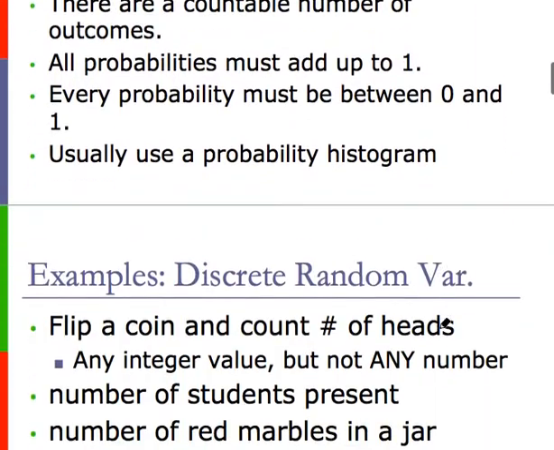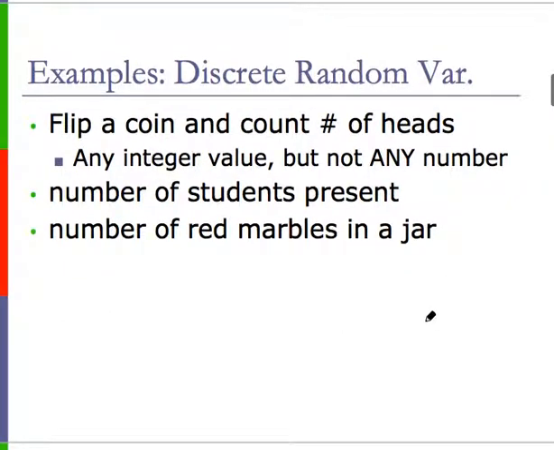It has to have a countable number of outcomes. For example, flipping a coin and counting the number of heads is a discrete random variable. It takes on any integer value, but it can't take on any number in between. You can't flip 1.2 heads. It has to be 0, 1, 2, or 3 heads that come up. The number of students present in our class on any given day is a discrete random variable because we have an exact number of students that show up that day. Or if I have different colors of marbles in a jar and I choose how many red marbles are in the jar, the number of red marbles, or for that matter, blue marbles or green marbles, are all examples of discrete random variables.